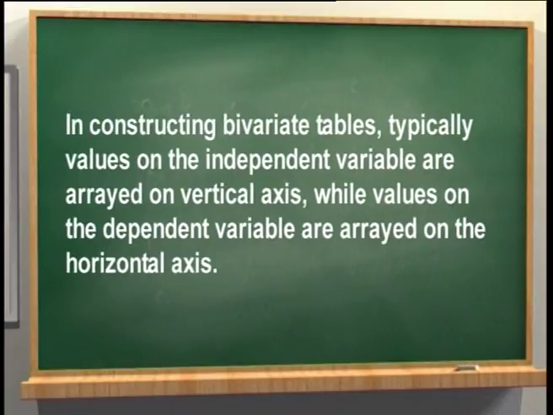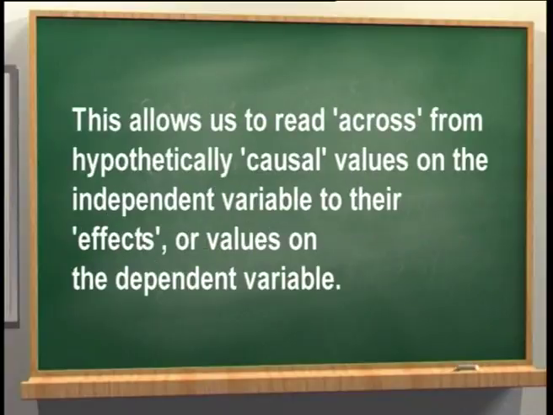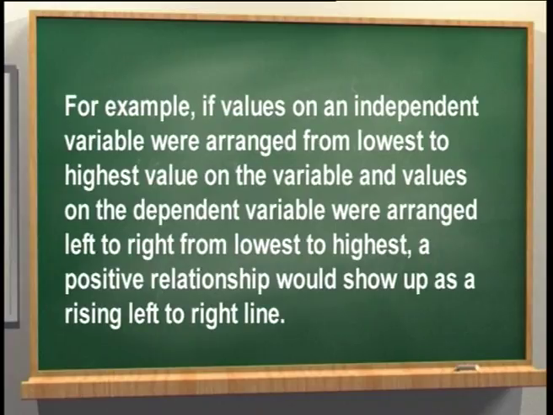In constructing bivariate tables, typically values on the independent variable are arrayed on the vertical axis, while values of the dependent variable are arrayed on the horizontal axis. This allows us to read across from hypothetically causal values on the independent variable to their effects or values on the dependent variable. For example, if values on an independent variable were arranged from lowest to highest value and values on the dependent variable were arranged left to right from lowest to highest, a positive relationship would show up as a rising left to right line.